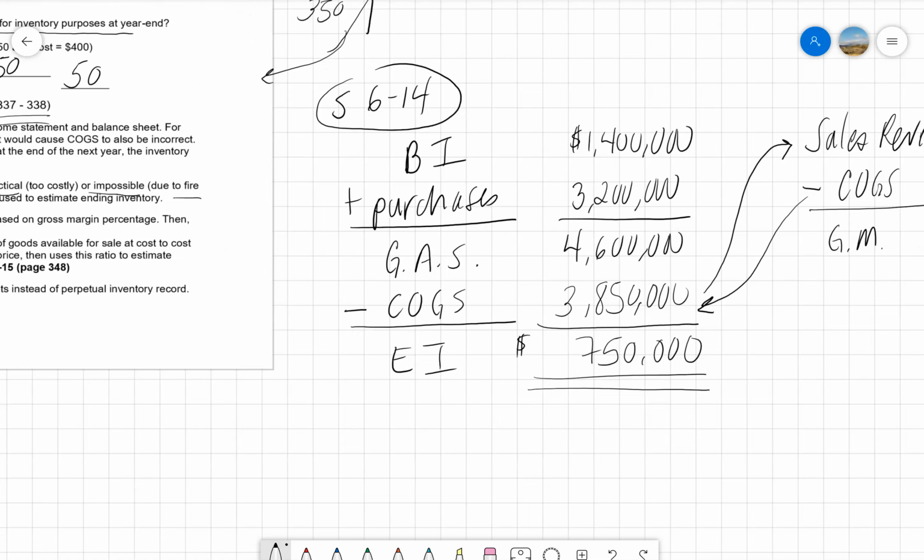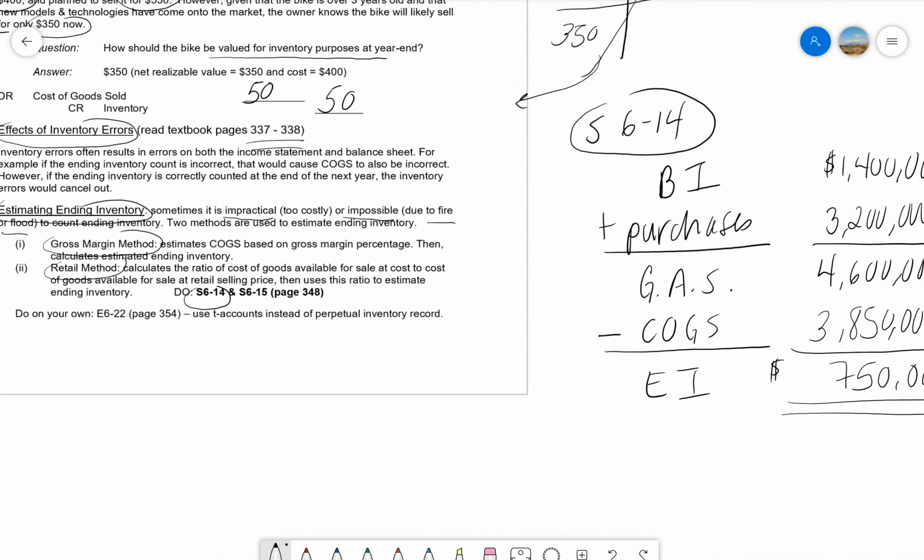Now, the next method is known as the retail method. And this looks at the ratio of the cost of goods available for sale based on cost to the cost of goods available for sale at the retail selling price. So let's have a look at starter 615. Once again, read through starter 615 first, pause the video here, and then once you've read through the question, come back and we'll solve this together.